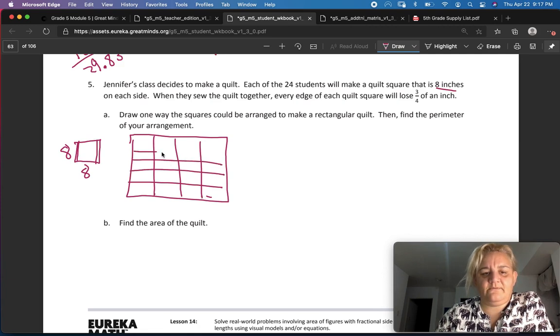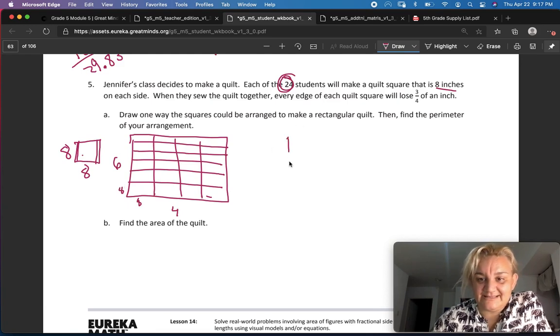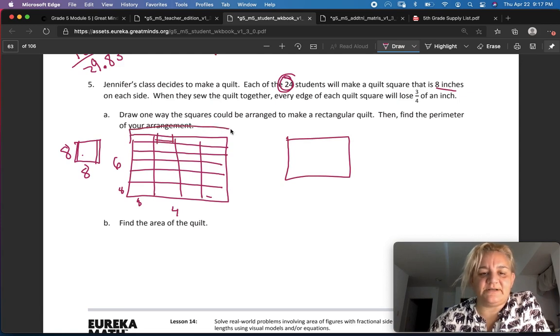3, 4, 5, 6. Pretend those are squares, okay? Because there's 24 students, 6 times 4 is 24. And each of these is 8 times 8, right? However, it's not 8 times 8 because they lost 3/4 of an inch on all sides when they sewed them together. And we're going to put a border around it, so we're going to lose 3/4 on the outside too.